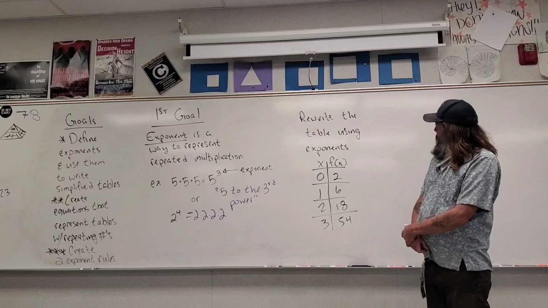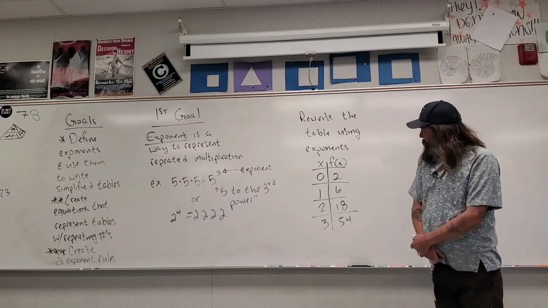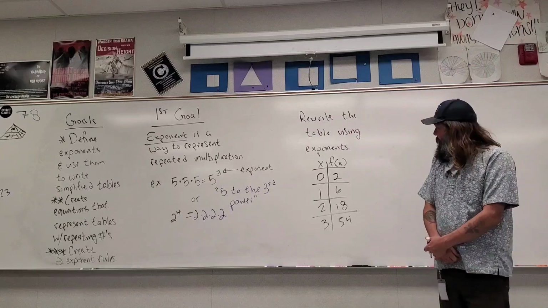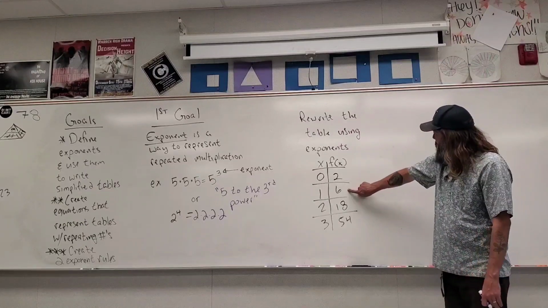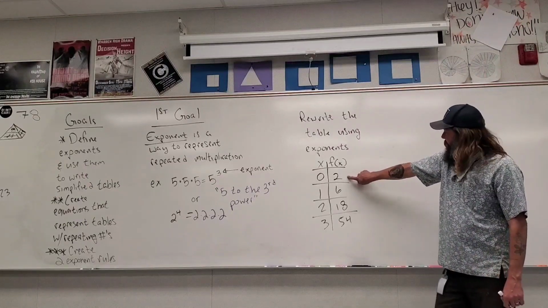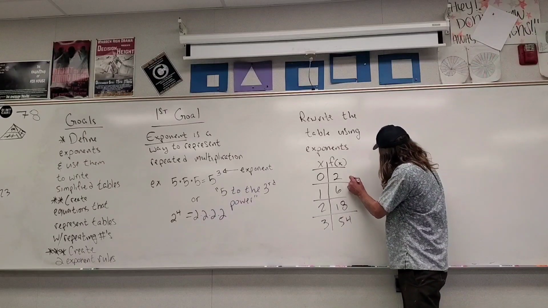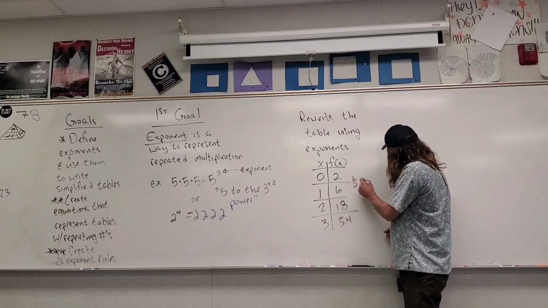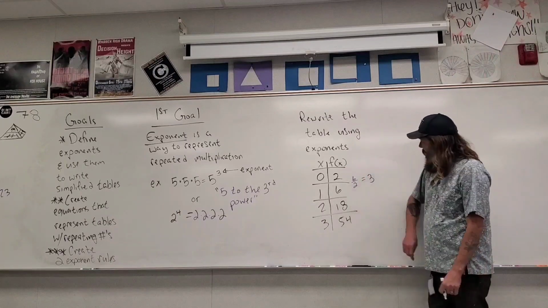So now we're going to rewrite a table using exponents. And before we do that, we have to see if we have a geometric pattern. So again, I'm going to compare the next y value by the previous. And so this ratio, to go from here to here, is 6 over 2, and that gives me a ratio of 3.